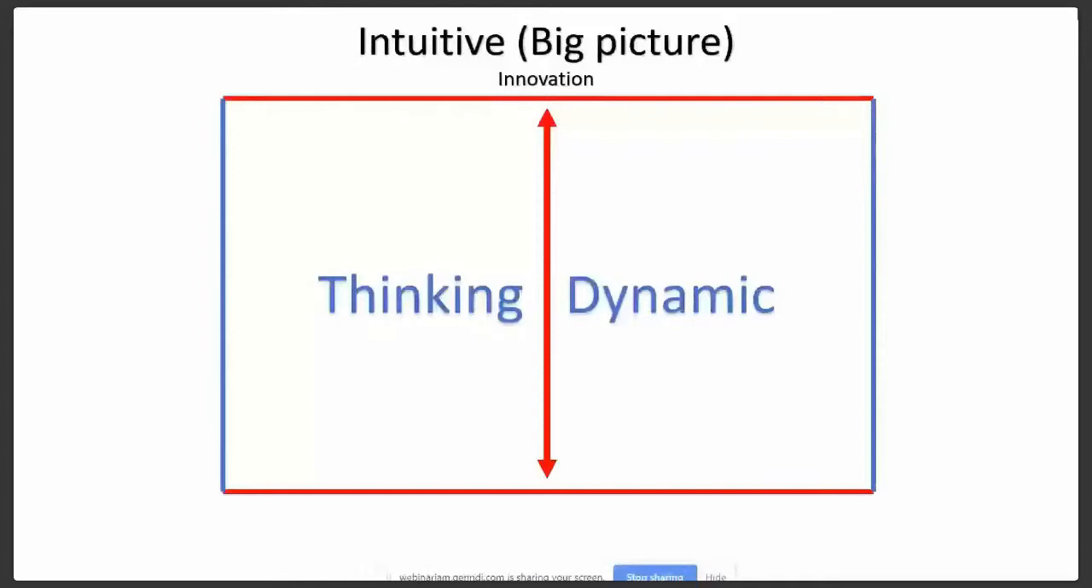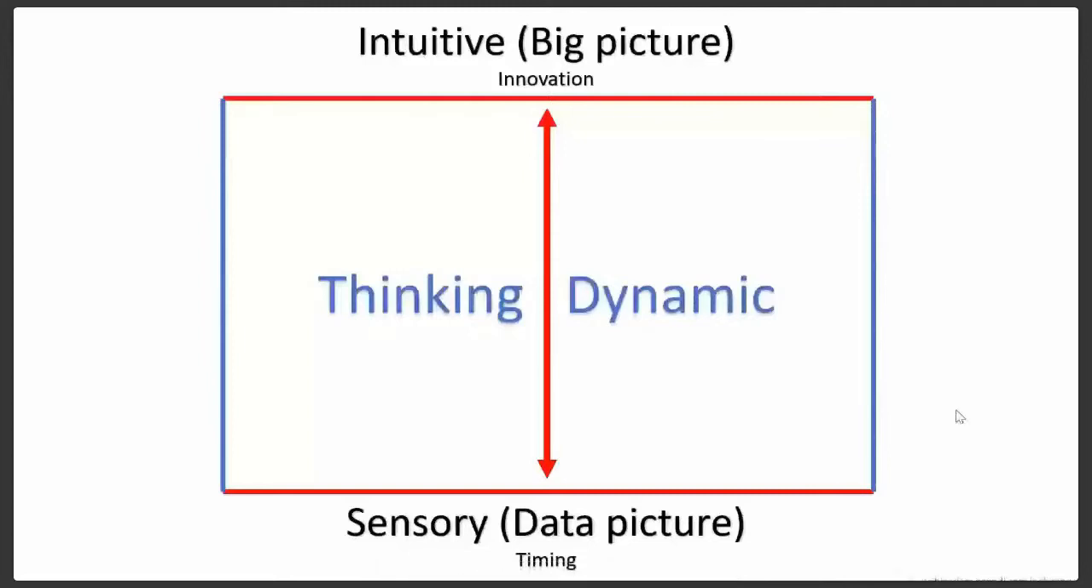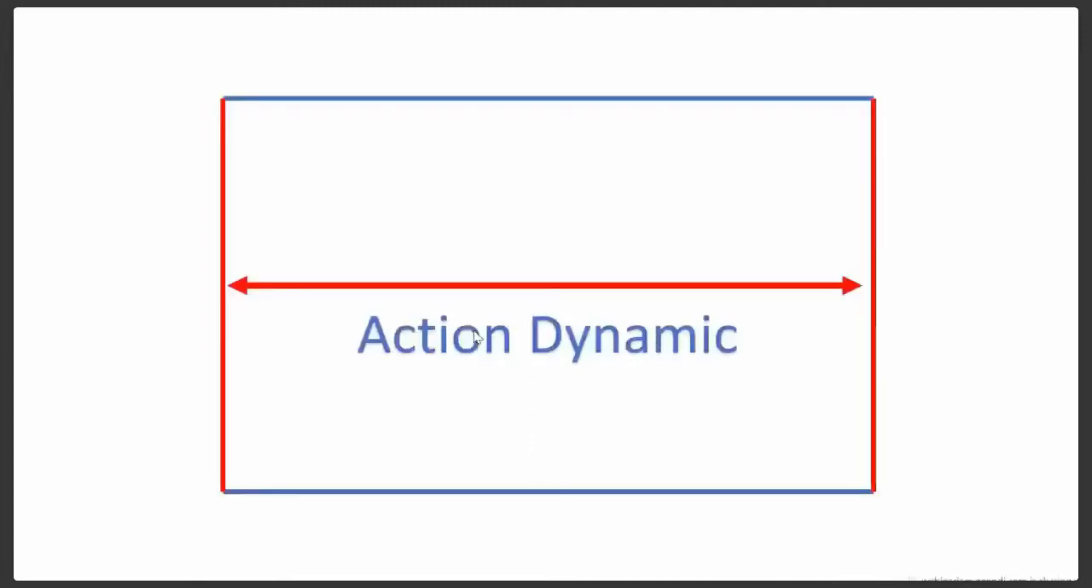At the bottom of the thinking dynamic, you've got people who are very sensory focused. Sensory being data focused. So they are very good at looking at very specific data, and then timing is the value that they bring. Now, on the left and the right, you've also got what we call the action dynamic. So top and bottom are your thinking dynamic, left and right is your action dynamic. This is really where you've got your introverts on the left. What introverts are very good at is simplifying and multiplying. On the right, you've got your extroverts.